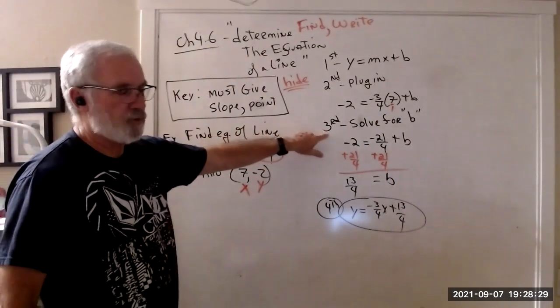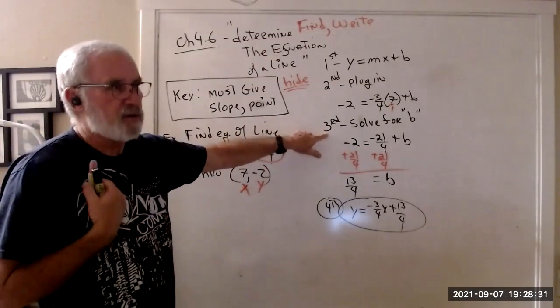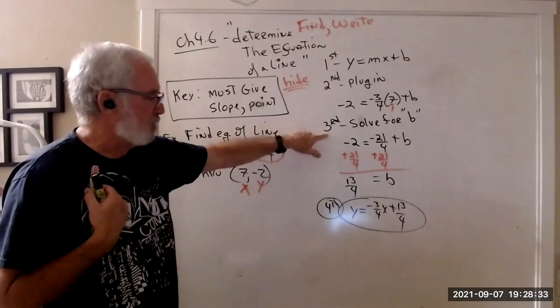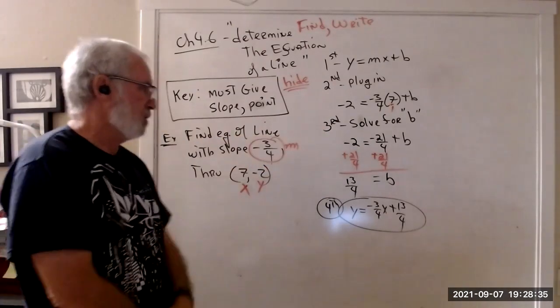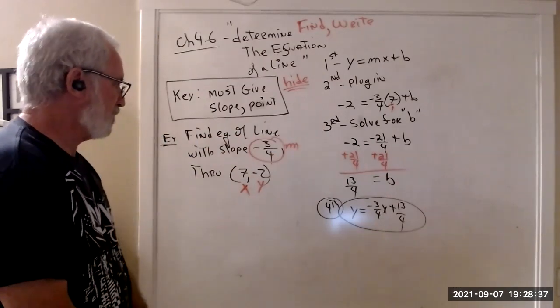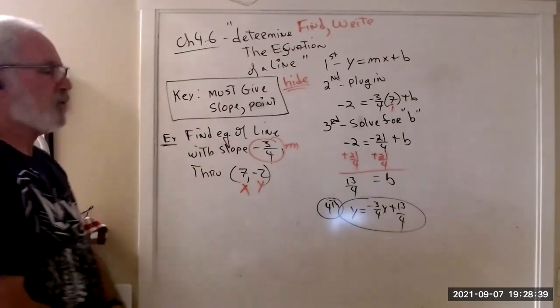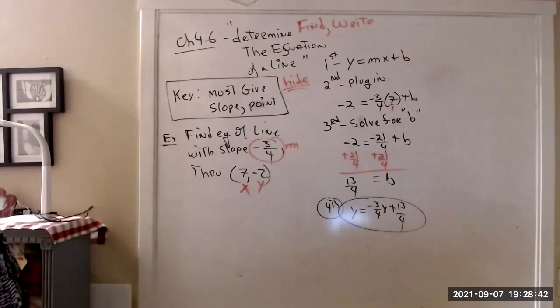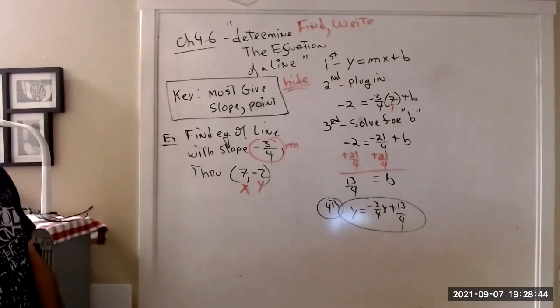So the solve for b, in my opinion, is the hard part because it occasionally uses fractions. -2 plus 21/4. Before we do another problem like that, does anybody have a question? Yeah, where did you get that 13/4?